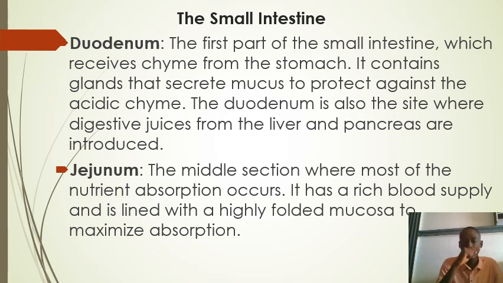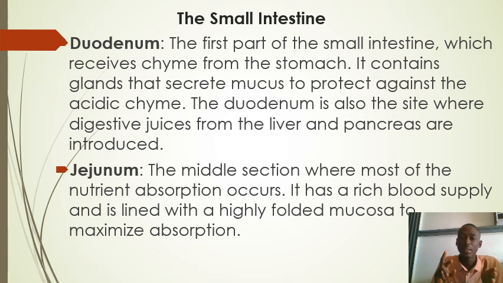So the second part of the small intestine is the jejunum. The jejunum is the middle section where most of the nutrient absorption occurs. Do you get it now? All the nutrients absorbed from the chyme are passed through to the liver via a vein called the hepatic portal vein. Do you get it now? That vein transports nutrient-rich blood to the liver, and from the liver the nutrients are circulated throughout the body or stored in the liver, as the case may be.